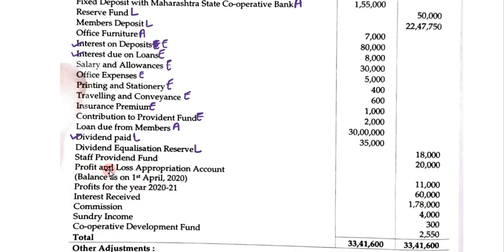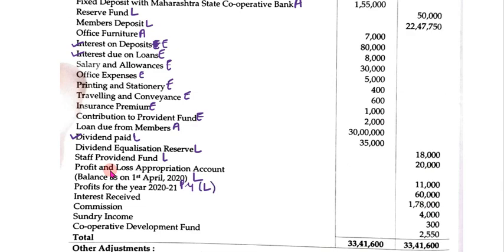Next is staff provident fund. Staff provident fund, 20,000 rupees. So this is liabilities. Then profit and loss appropriation account, balance as on 1st April 2020, that is 11,000. This is liabilities. Then profit for the year 2020-21, this is previous year profit, that is 60,000. So this will go in liabilities.